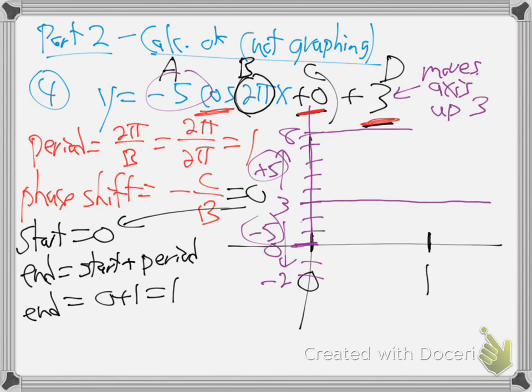You can make a box if it helps you. So the cosine is going to fit in this box. Whoops, my box is not so boxy. There we go. So it's going to go from 0 to 1 sideways and from negative 2 to positive 8 vertically, with 3 being the middle. I'm going to stick in that box an upside down cosine graph. So start in the bottom, end in the bottom, go to the top in the middle.